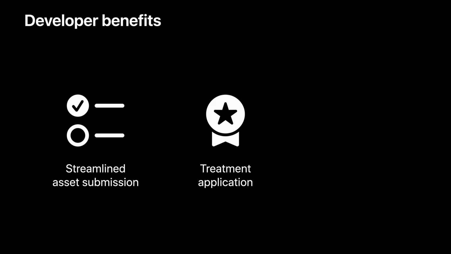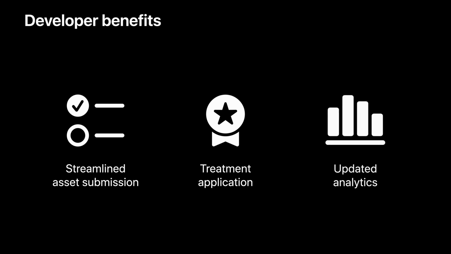The product page optimization tool makes applying the better performing creative as easy as possible. So you can apply better performing screenshots or app preview videos within App Store Connect. You can access updated tools in App Analytics to monitor metrics like unique impressions, conversion rate, and performance results of the test to help you make data-driven decisions.